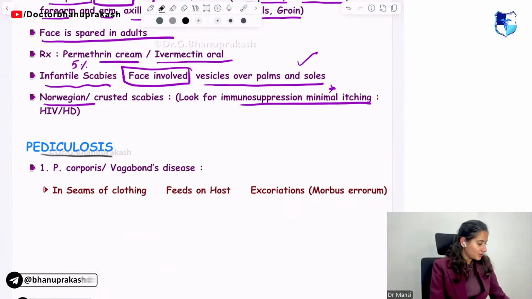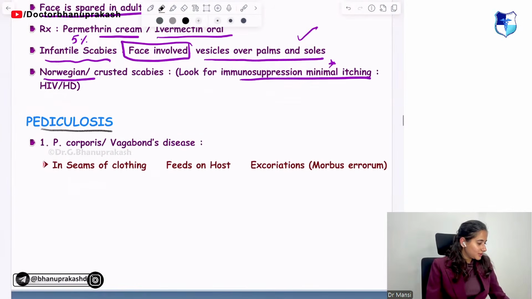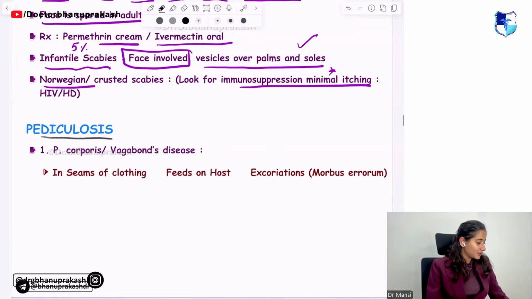Then you have pediculosis. Yes, Shankar, you give permethrin cream to them.